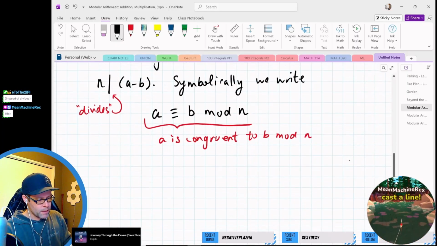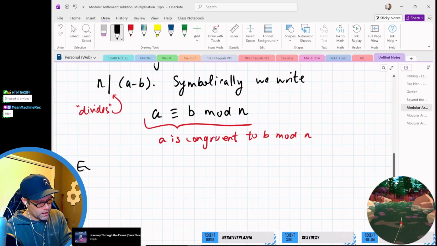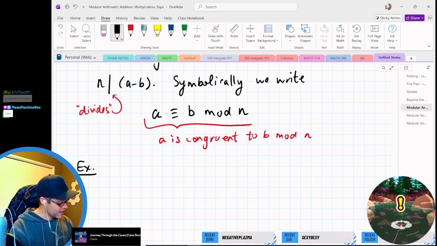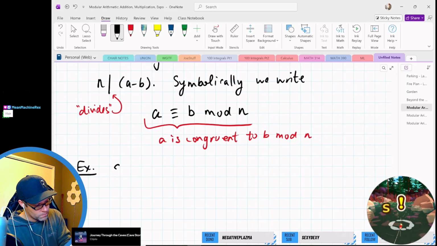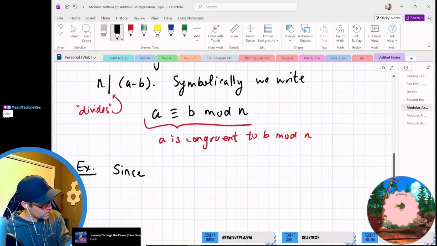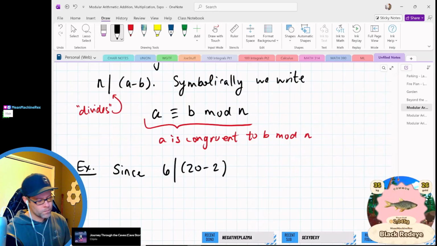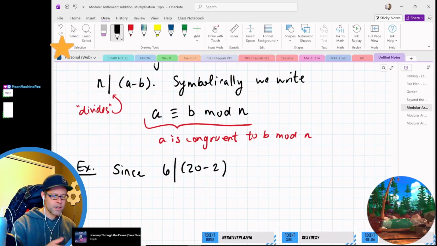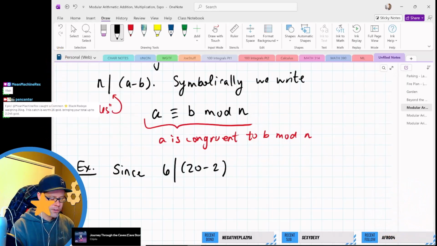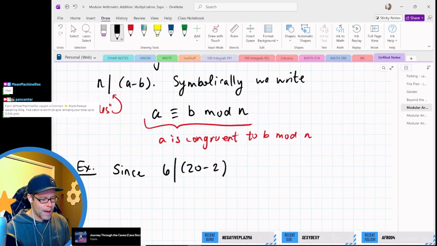So let's take a look at some first or preliminary examples. Let's take a look at 20 take away 2. So we know that 6 should divide 18. So 6 should divide 20 take away 2. So what does that mean for us?